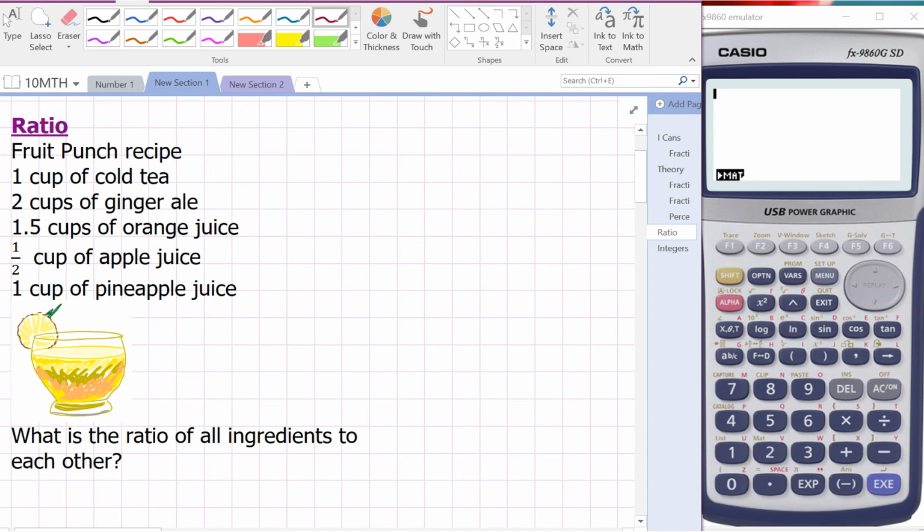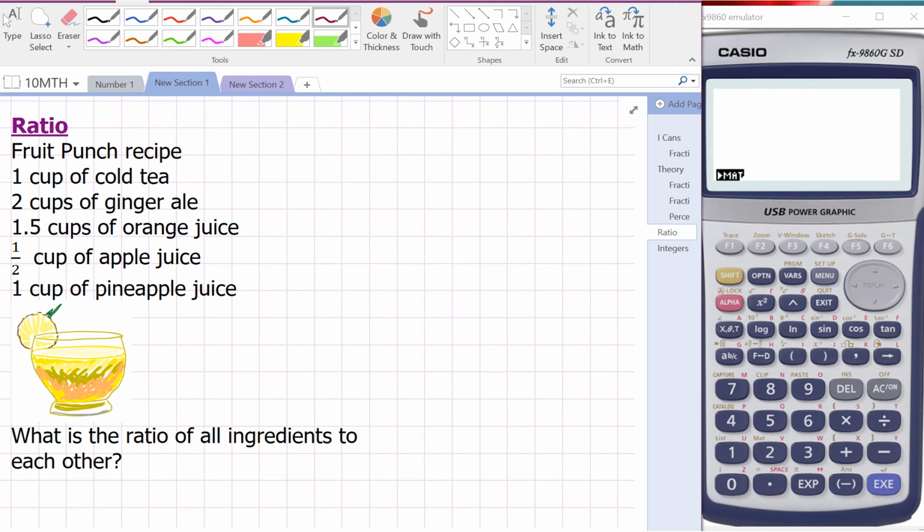Hello there. This video is about ratio. Ratio is a concept where we compare quantities. For example, say we've got a fruit punch recipe. In this recipe, we need 1 cup of cold tea, 2 cups of ginger ale, 1.5 cups of OJ, half a cup of apple juice, and 1 cup of pineapple juice.